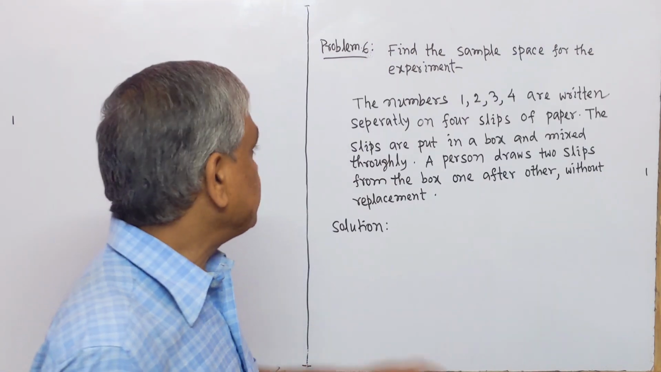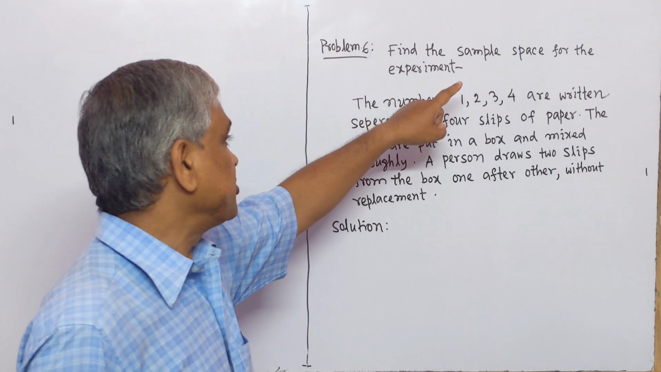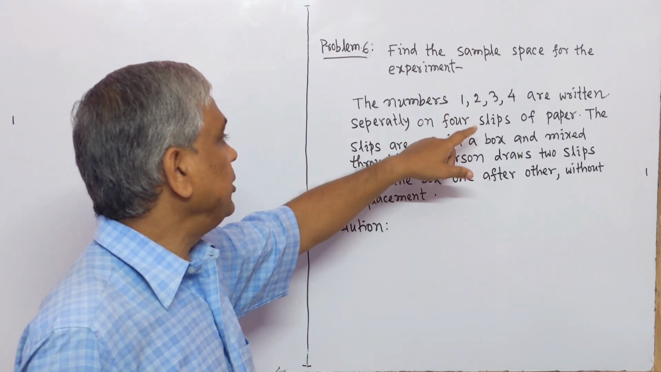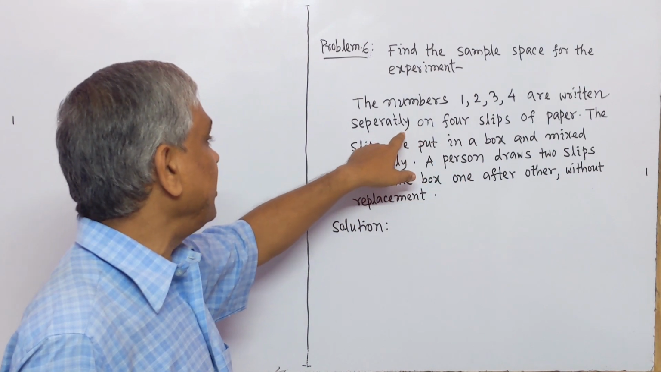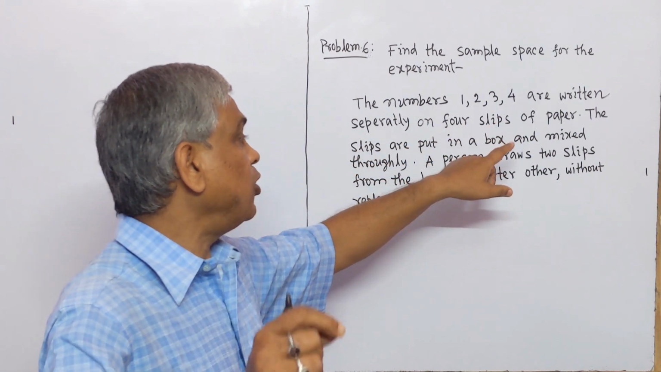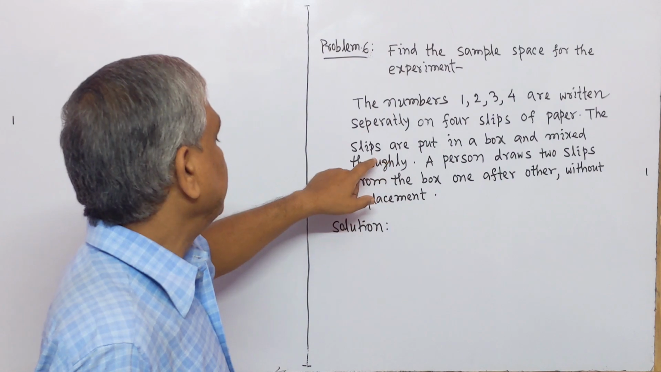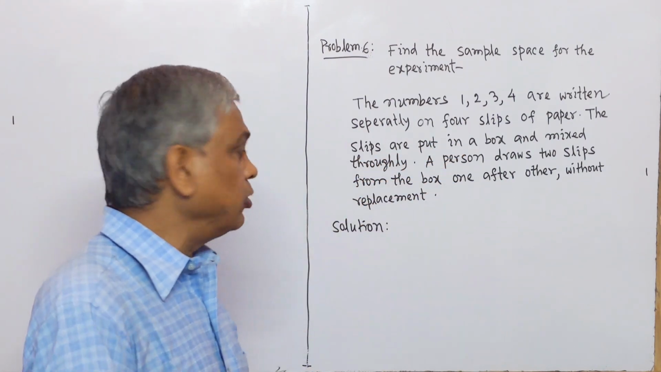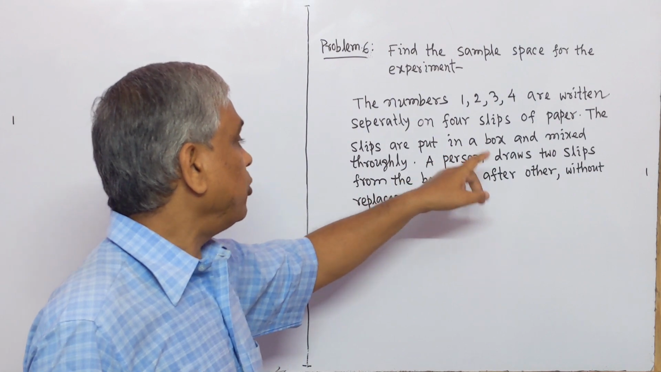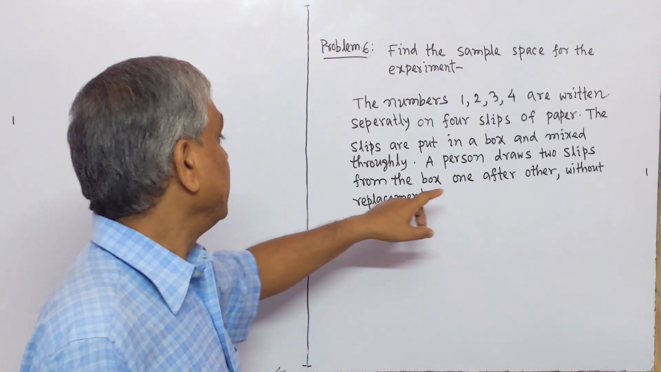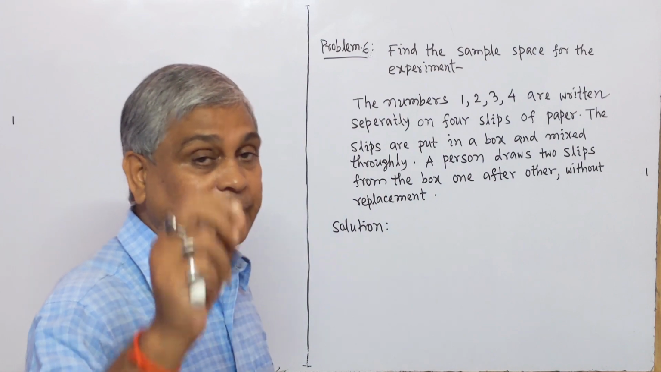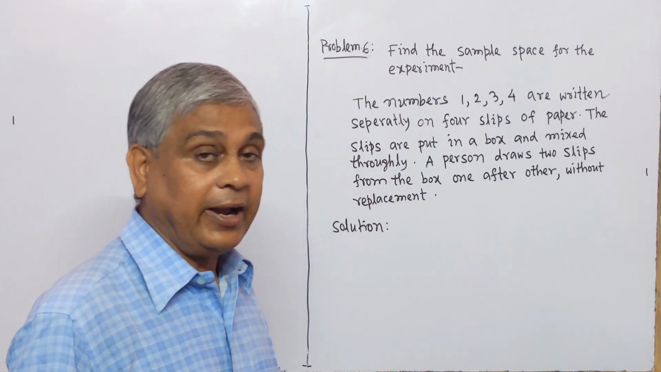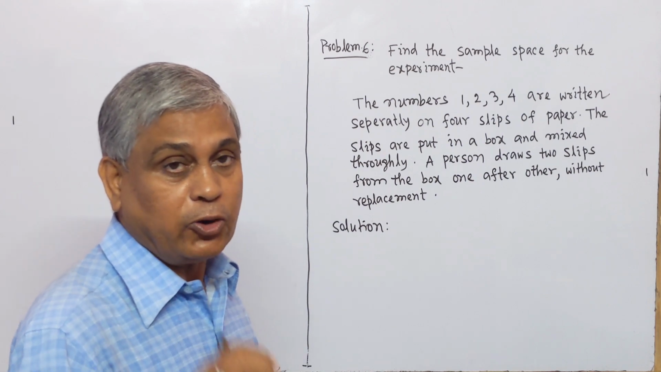Now we solve the next problem. Find the sample space for the experiment. The numbers 1, 2, 3, 4 are written separately on 4 slips of paper. The slips are put in a box and mixed thoroughly. A person draws 2 slips from the box, one after other, without replacement. We have to find the sample space for this experiment.